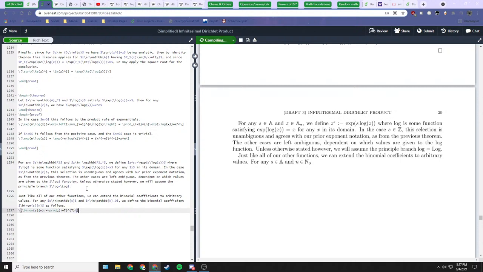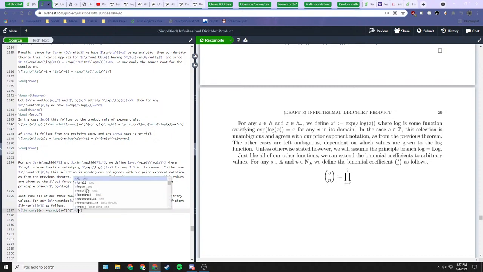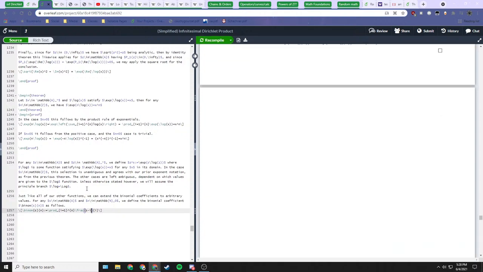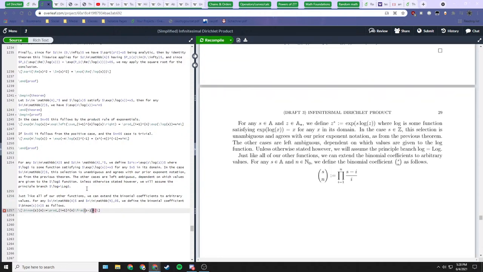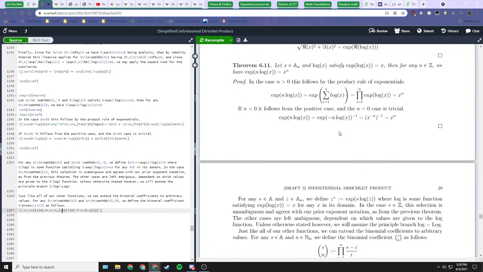And I have a specific definition for this. I think we can do, it probably works best if we do i equals 0 to n, or sorry, i equals 1 to n. We have i in the bottom, and I think it's s minus i in the top, or something like that. We don't want to use i, let's use j. We also did that up here, didn't we?